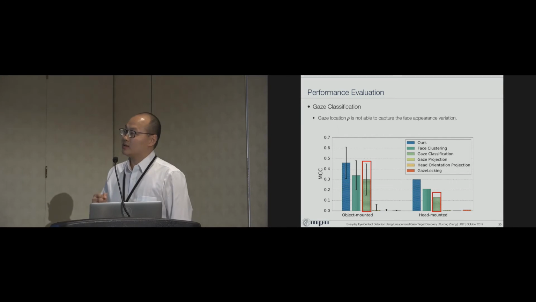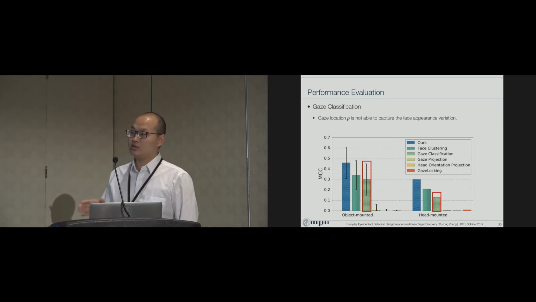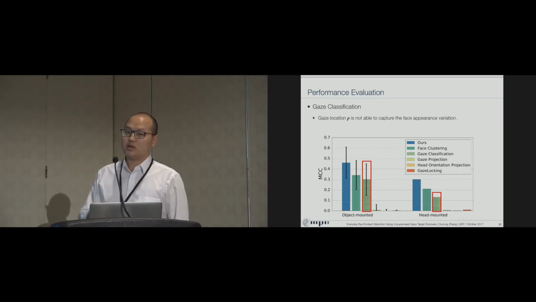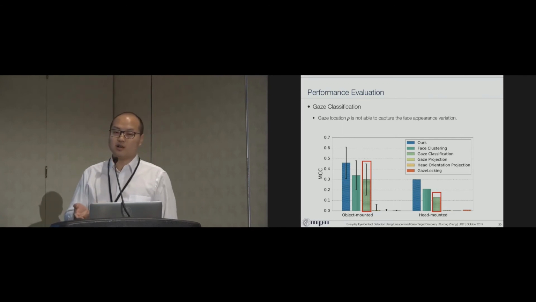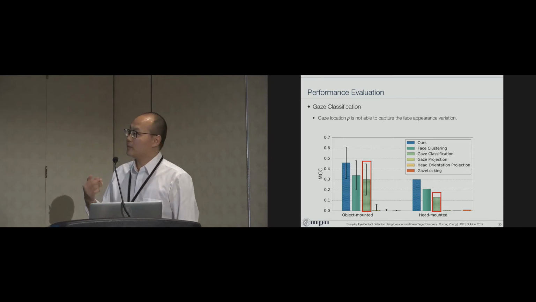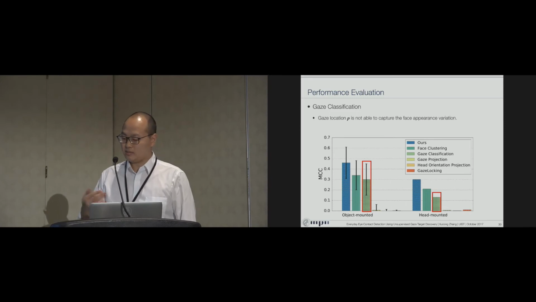And for the gaze classification, which uses gaze location for clustering and also detector training, we think it's not good to use this gaze location to train the detector, because essentially this gaze location is just a two-dimensional feature. It's not able to capture the larger variation in face appearance.